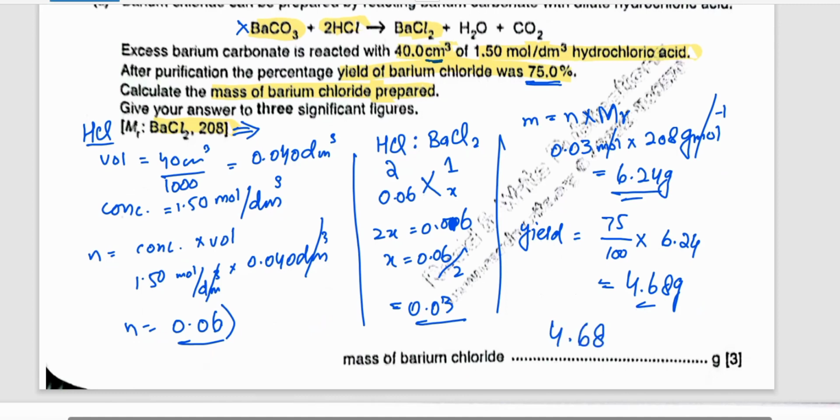Gram is given. Okay, so you have 3 marks for this. First for this, second you can say for this, and third for calculating all this.